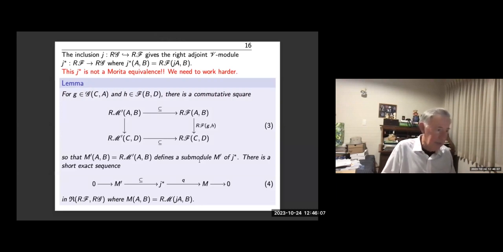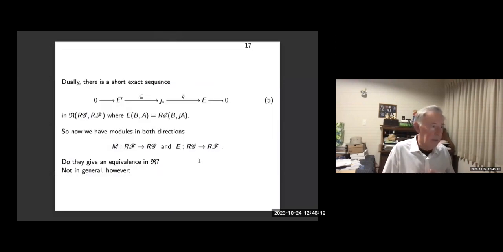So you get this short exact sequence: M prime, J upper star, M. And dually with the E's, you get one from E prime, J lower star to E. And the J upper star and J lower star are adjoint, remember. So now you've got modules in both directions. The M's of the factorization system are somehow giving you something from RF to RG, and the E's are giving you something from RG to RF. And so generally that's not an equivalence.